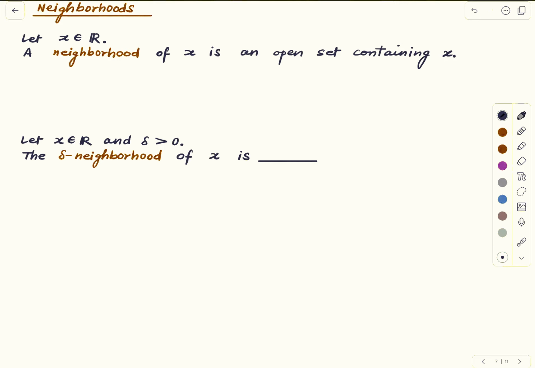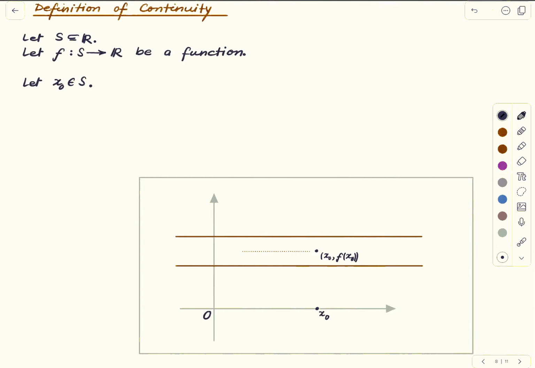Okay. And let us also record this definition. This is the definition of the delta neighborhood. So fix some real number x and a positive delta. The delta neighborhood of x is this open interval: the points which are at a distance strictly less than delta from x. That's the delta neighborhood. Delta neighborhood is in particular a neighborhood because it is an open set containing x. So that's that. And now I think we can get started with the main thing.